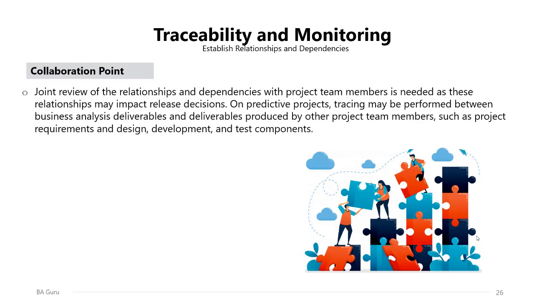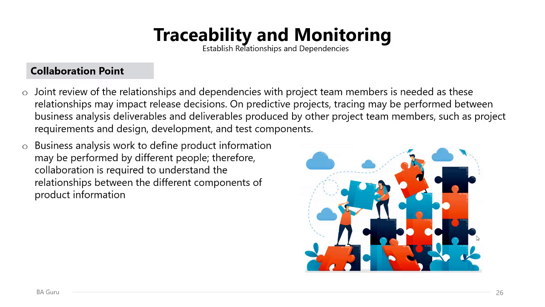Collaboration in this process: joint review of the relationships and dependencies with project team members is needed, as these relationships may impact release decisions. On predictive projects, tracing may be performed between business analysis deliverables and deliverables produced by other project team members, such as project requirements and design, development, and test components. Business analysis work to define product information may be performed by different people. Therefore, collaboration is required to understand relationships between the different components of product information. So the key collaboration will be between the business analysis team and the developers and the design team.